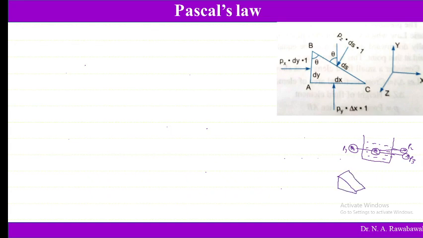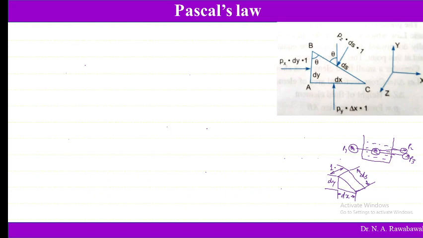This kind of unit is taken. It has dy as the vertical distance and dx as the horizontal distance along the x direction, and this inclined distance is given as ds. The width is taken as one unit. We will consider that the fluid element is very small in direction x, y and z.